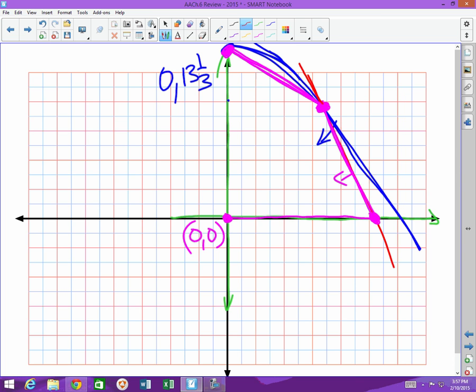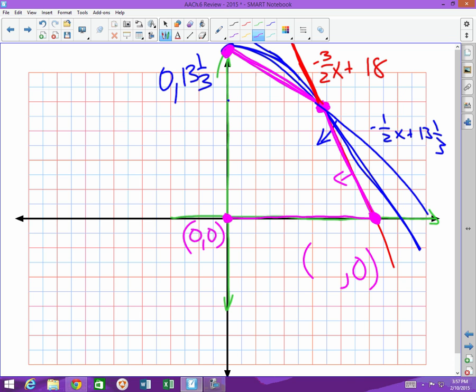All right, and this is our red line, which was negative 3/2 x plus 18. This line here was the negative 1/2 x plus 13 and 1/3. Okay, so like I said, that's 0, 0. This coordinate over here is crossing the x-axis, so the y value is 0. You have to figure out what the x value is.